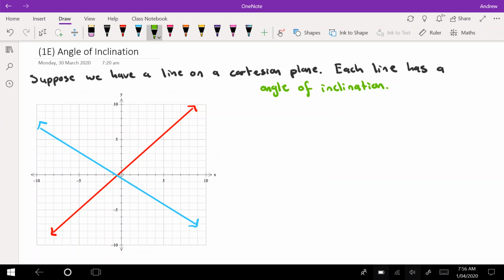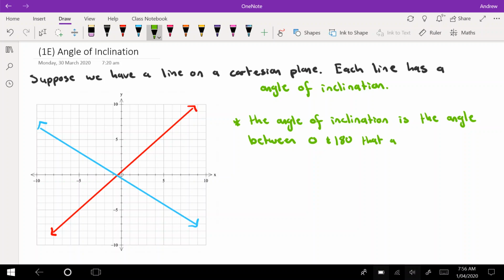But how do we know what the angle of inclination is? What is the angle of inclination? Well, the angle of inclination is the angle between 0 and 180. It will always be between 0 and 180 that a line makes with the x-axis.